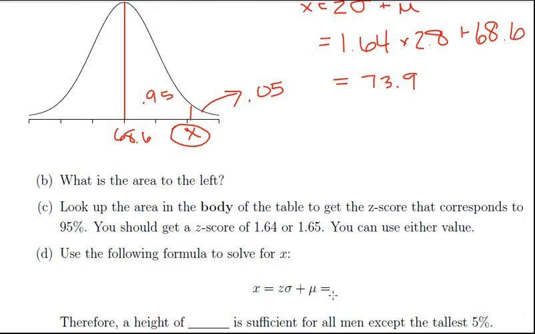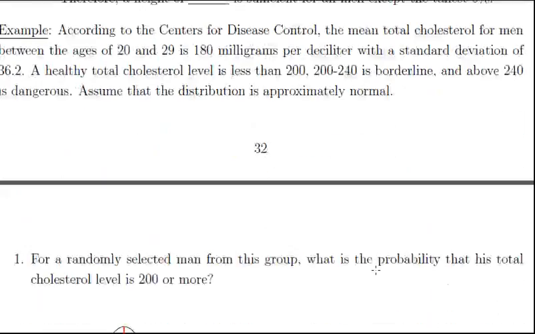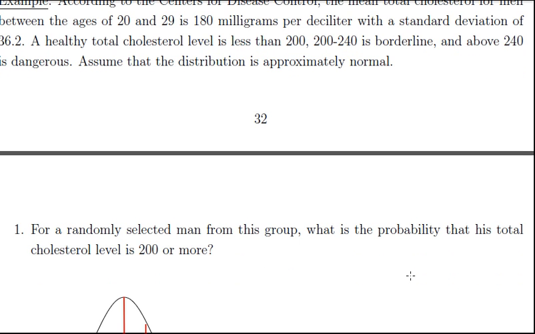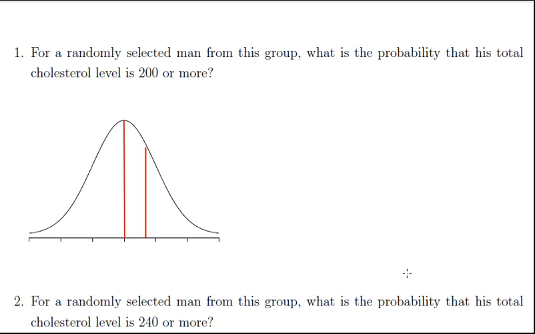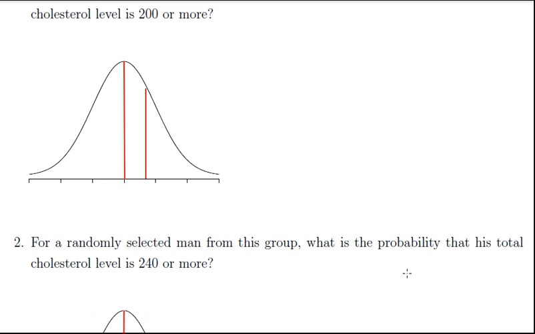Okay, so let's go to the next problem. According to the Centers for Disease Control, the mean total cholesterol for men between the ages of 20 and 29 is 180. A healthy cholesterol level is less than 200, and then above 240 is dangerous. For a randomly selected man from this group, what is the probability that his total cholesterol is 200 or more?